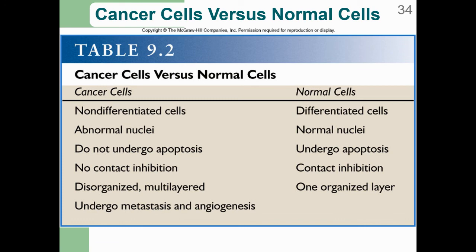Here, once we have the right number of cells that we need in a certain area, we stop. And these are nice organized layers. I could take a cross section and see this lovely organization like stacking bricks. Whereas cancer cells are disorganized, multi-layered, just masses. And cancer cells will undergo metastasis and angiogenesis.